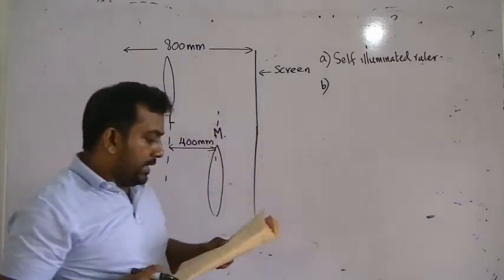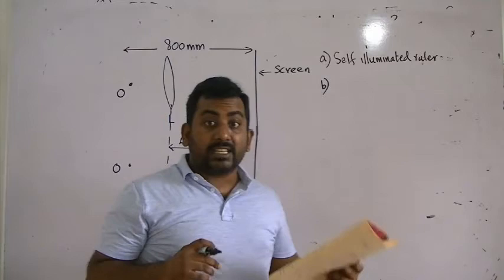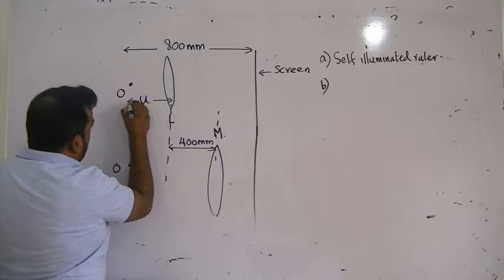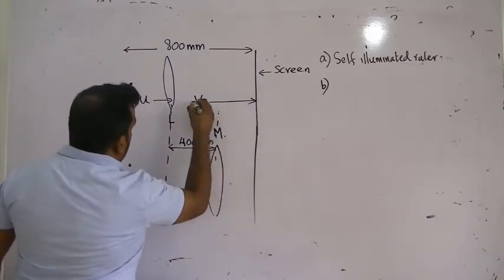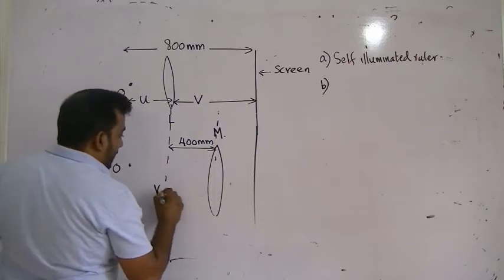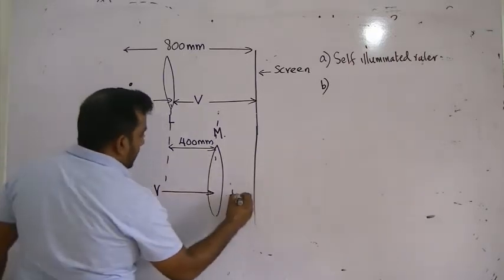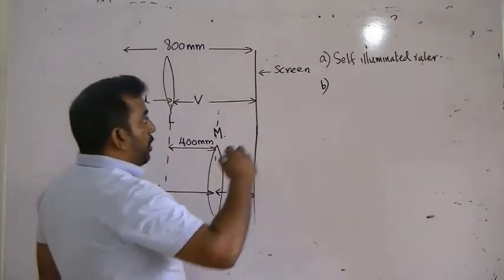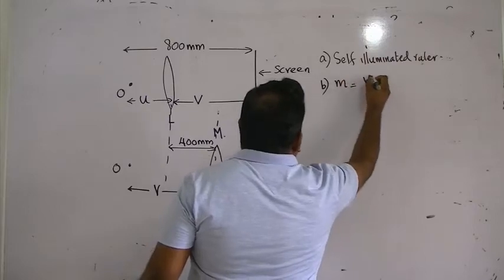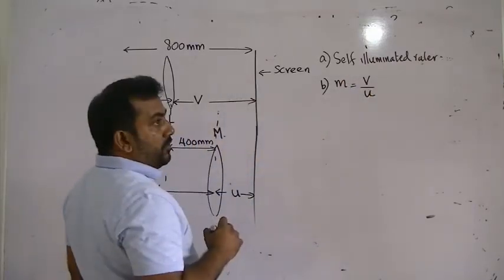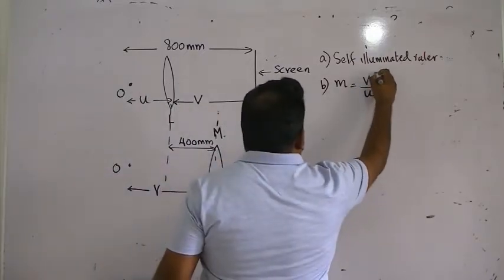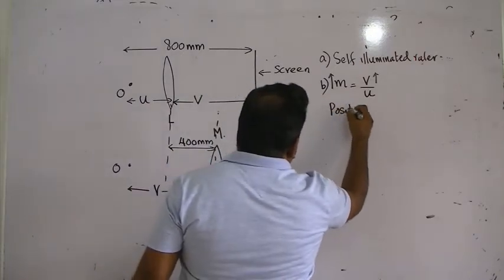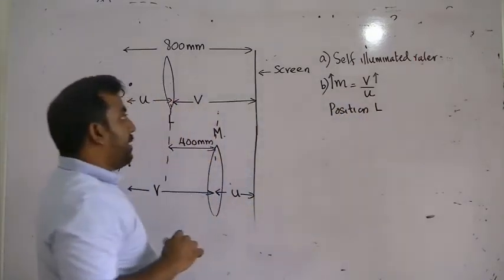Part B. State with reasons which of the positions gives a larger image. Remember, this occurs because of the reversibility of light. If this is U, that's going to be V. Similarly, if the object distance is V, the image distance is U. So which will give a larger image? All of you know linear magnification is image distance over object distance. The larger the image distance, the larger the magnification. Therefore, position L will give a higher magnification.